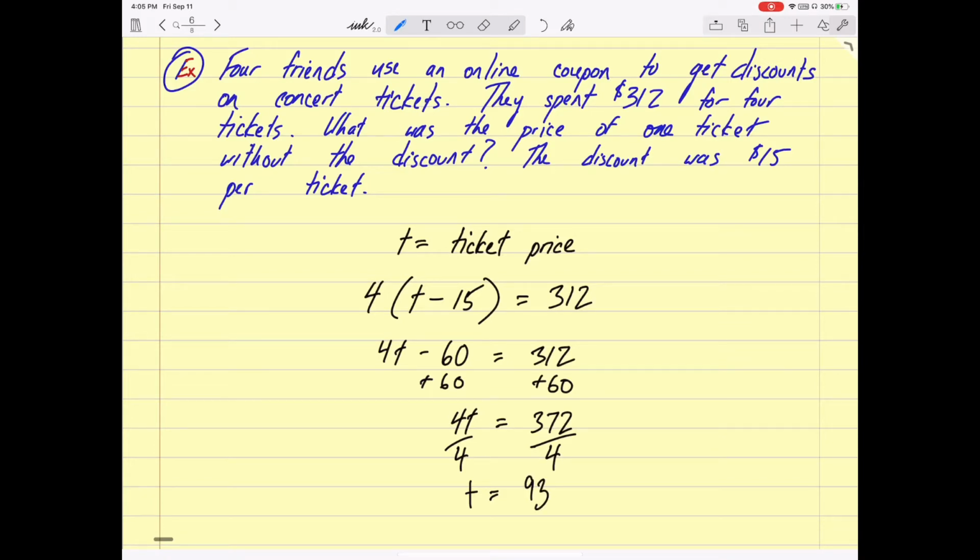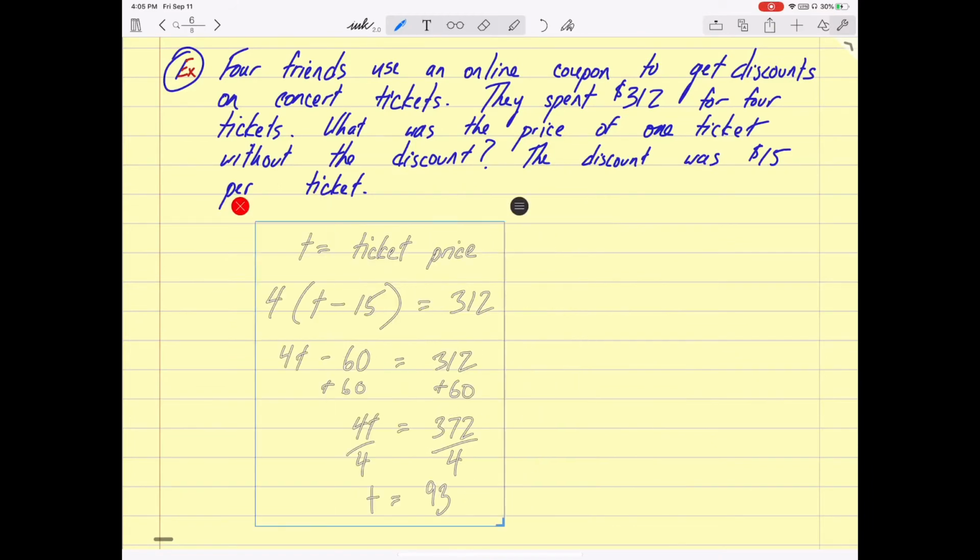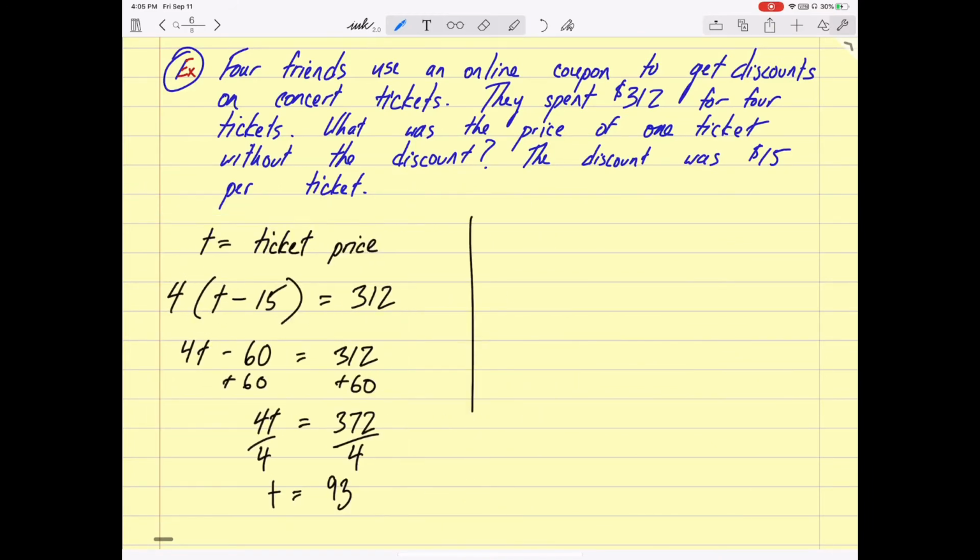Okay. And we can check this. I'm going to move this over so I have room. And this would be our check. A check just means we're going to take that number we got, plug it in for t, and see if both sides equal. So if I go 4 times 93 minus 15 equals 312, does the left equal the right? And 93 minus 15 is 78 times 4 equals 312.